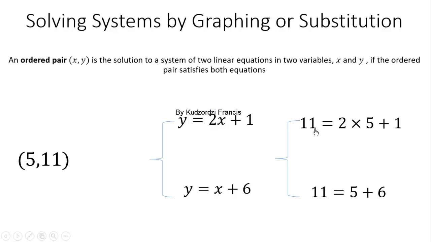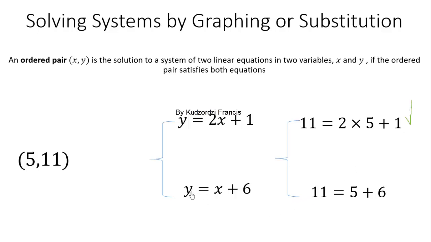y equals 11, so we put 11 here. Then x equals 5, so we put 5 in place of x. That gives us 11 is equal to 2 times 5 plus 1. 2 times 5 is 10. 10 plus 1 is equal to 11. Hence, this mathematical statement is true.